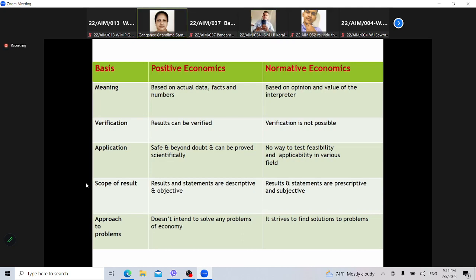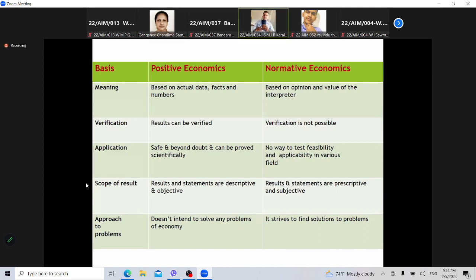So in case of verification, results can be verified because the theories are already there. So we can test the theory. But in normative economics, verification is not possible because we are getting people's ideas. People's ideas may change from time to time. So in your first year, maybe you like microeconomics very much. You are learning the basics. But afterwards, you may not like to learn these basic concepts because you have more knowledge there. So that's why it's difficult to verify, with no clear-cut theories to prove it.